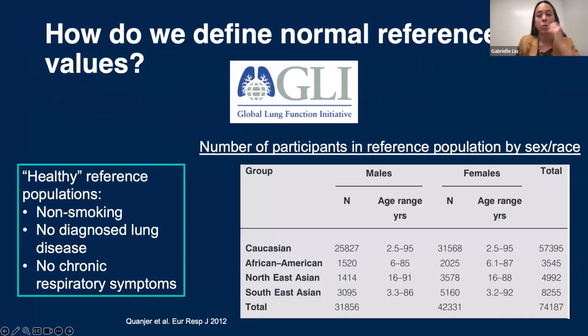And I put healthy in quotation marks here because participants fulfilling this criteria may fall under a wide spectrum of health, as we now know that it's very possible for a non-smoker without diagnosed lung disease to have evidence of subclinical impaired respiratory health. So I think that's just at least one factor to take into consideration when we're comparing our patient to a reference population, especially when, as you see here, the amount of data that is used to determine what is healthy for a non-white population in these race-based reference equations is significantly less than the amount of data we have for white populations.